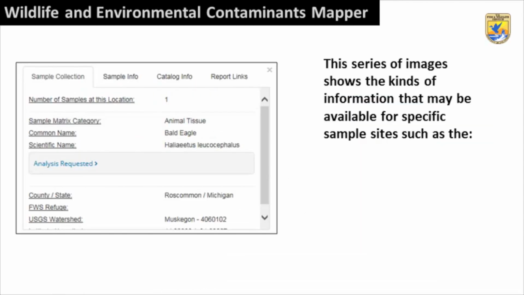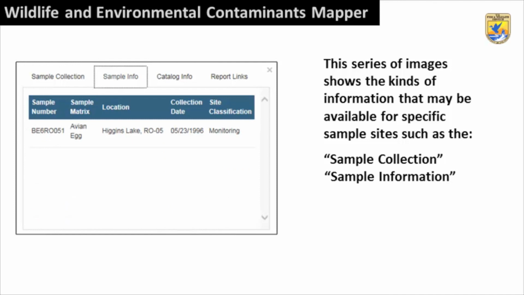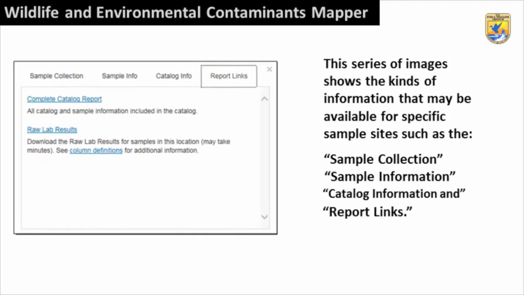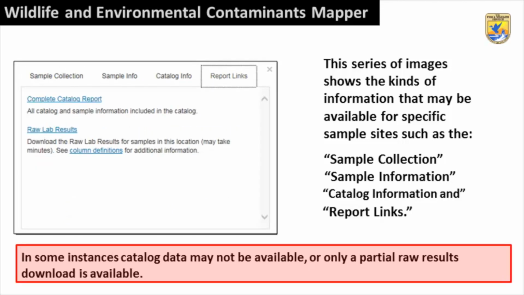This series of images shows the kinds of information that may be available for specific sample sites, such as the sample collection, sample information, catalog information, and report links. In some instances, catalog data may not be available, or only a partial raw results download is available.